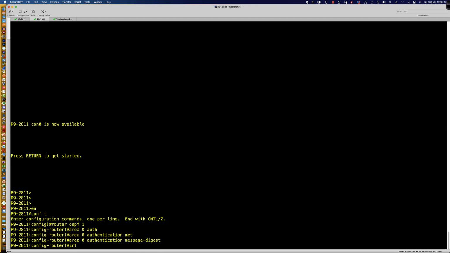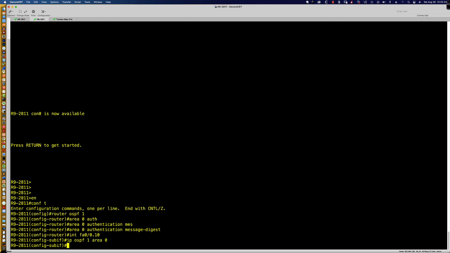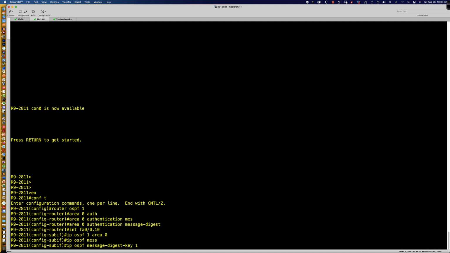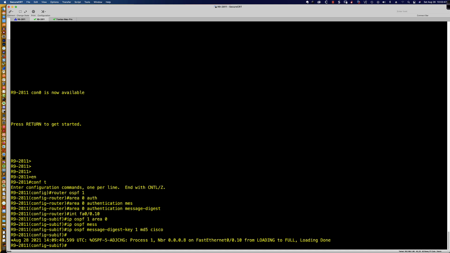Then I'm going to jump into FA0/0.10, and let's go ahead and say IP OSPF 1 area 0 first, and then IP OSPF authentication. Oops, sorry, we didn't want to do that. We did that under the area. Sorry about that. IP OSPF message digest key 1 MD5 Cisco. And let's see if this brings up the, and there it is. And there's your adjacency, right?